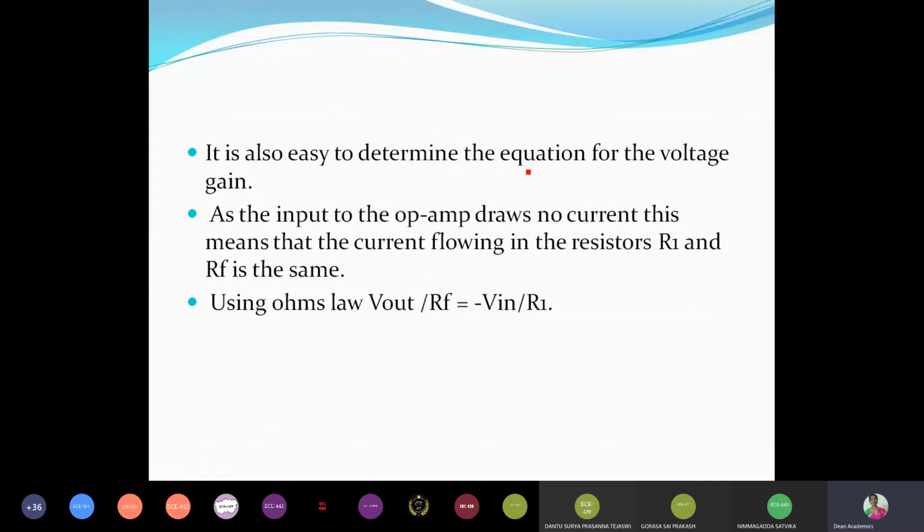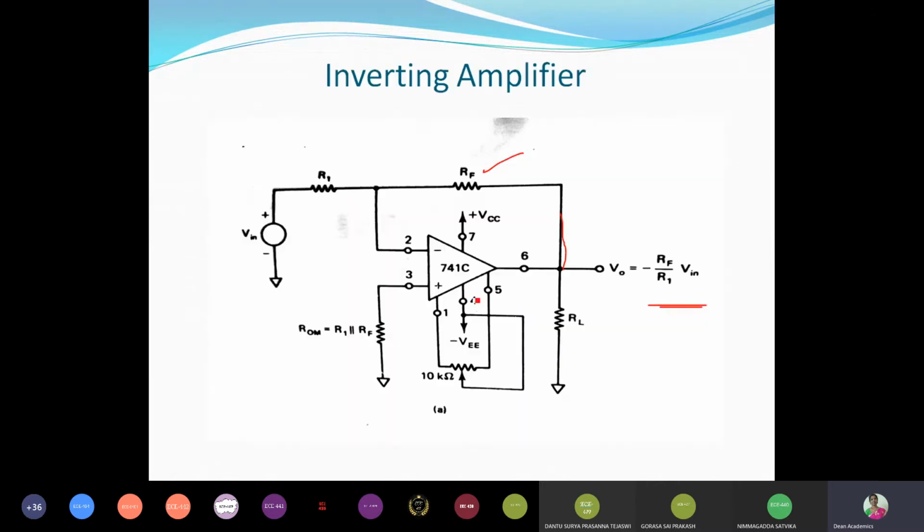So this is about the inverting amplifier. Now, the equation for voltage gain we can easily write using Ohm's law. That is, V0 by feedback resistance, that branch current, is equal to Vin by R1. This branch current is equal to this branch current in magnitude. As for sign, if one is entering, the other one is leaving.